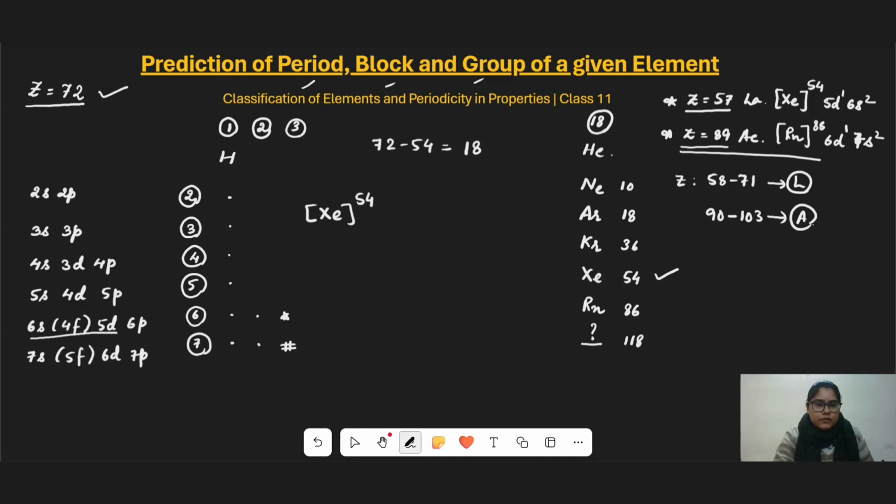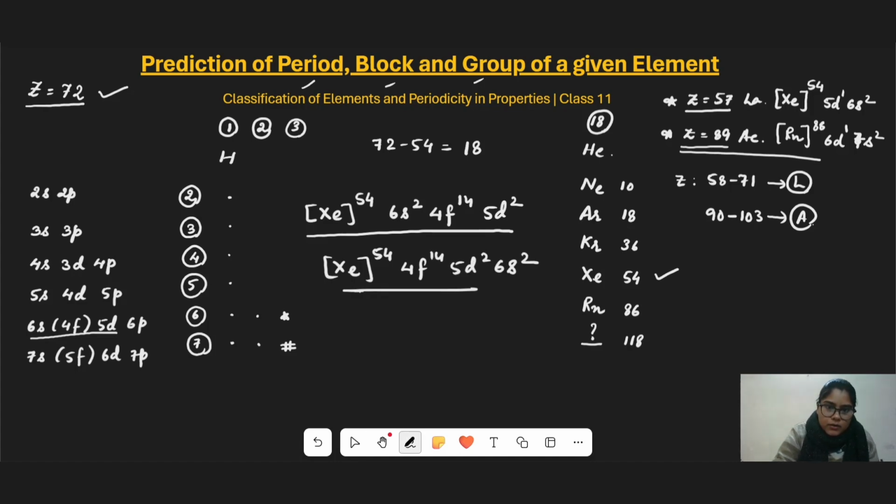So after 54, the next electron, the 55th, will enter 6s. We'll start filling it. So it will be 6s2, 4f how many? 14. So how many are there? 16. One, so 2 more, 5d2. Is it correct now? Just check. Correct. So this is the electronic configuration of an element with atomic number 72. Let's write it in a proper way, xenon 54, so that the outermost shells are written outwards.